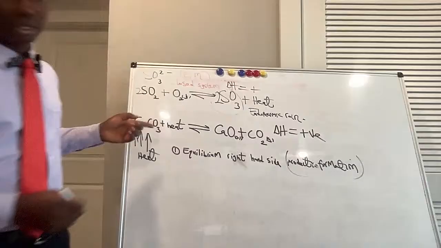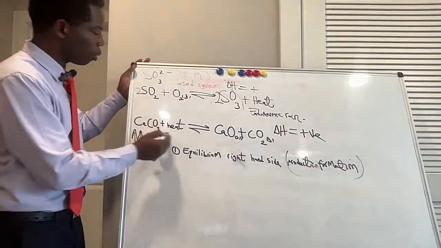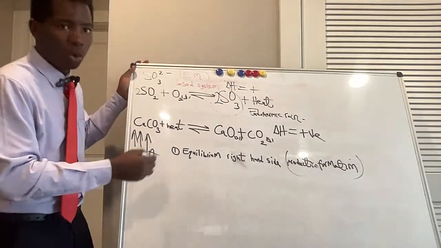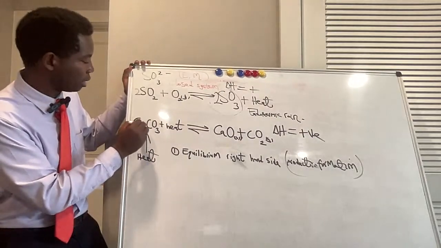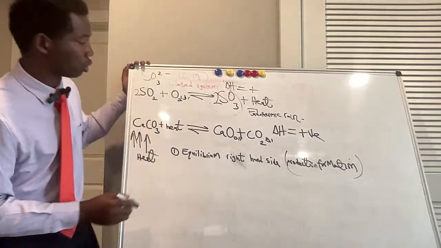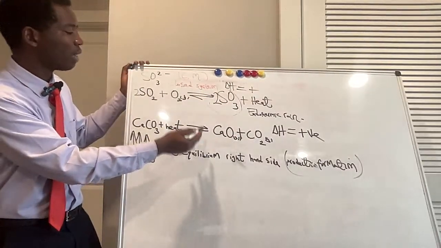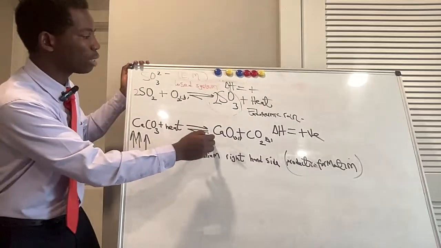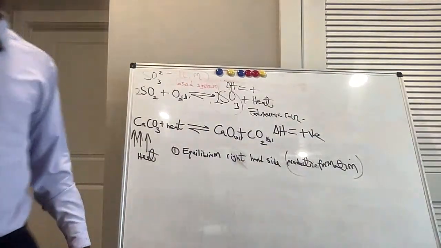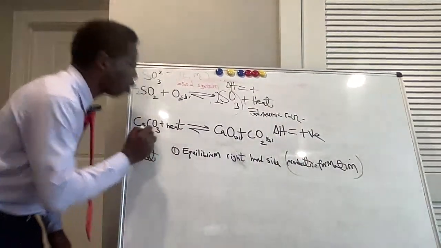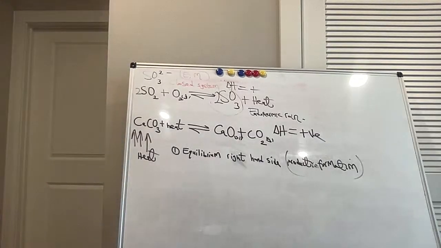What is the effect of a decrease in temperature in this system? When you decrease the temperature, equilibrium shifts to your left hand side. So in this reaction, calcium carbonate producing calcium oxide and carbon dioxide, when you decrease the temperature, equilibrium shifts to the left hand side, because this reaction is an endothermic reaction. So more calcium carbonate will be produced.